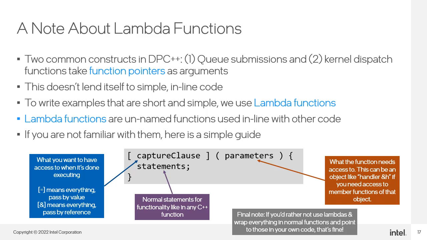Next is the regular parenthesis, which represents the parameters we are passing into the function. Objects like handler are captured in the parenthesis when we need access to the member functions of that object. For instance, the kernel dispatch is the member of the handler class, and we will make a lot of calls to it. So we do not just pass the handler, but we give it a short name to avoid writing handler out in full all the time. Lastly, we open a curly braces where we put the normal statements for functionality like in any C++ function.